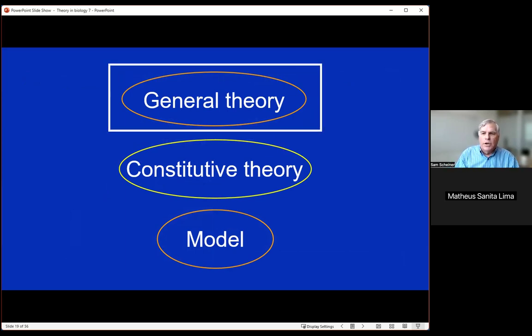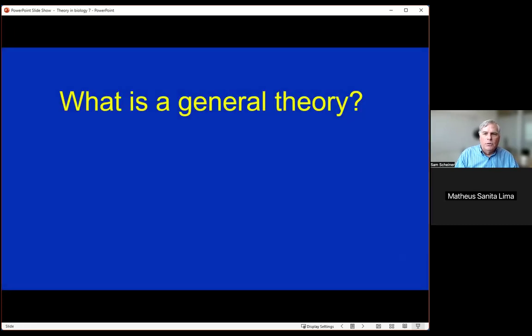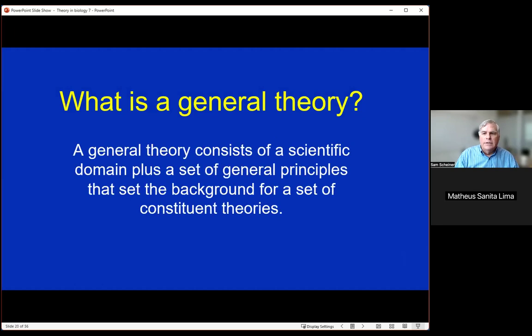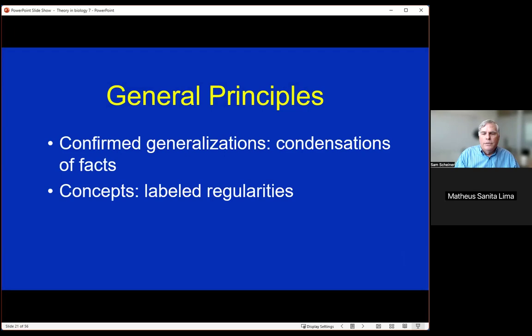But now we're going to talk about general theories. What do I mean by a general theory? A general theory consists of a scientific domain, some domain of phenomena that you're trying to explain, plus a set of general principles that set the background for the constitutive theories. As I said earlier, the general theory provides the background assumptions. Those are stated as general principles, which can be either confirmed generalizations, that is, condensations of large bodies of facts, or other kinds of labeled regularities.